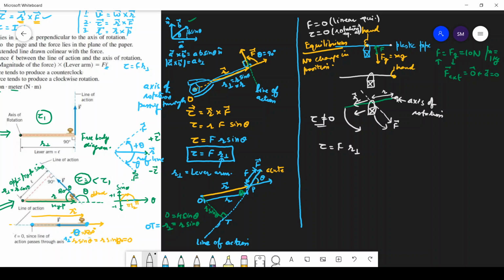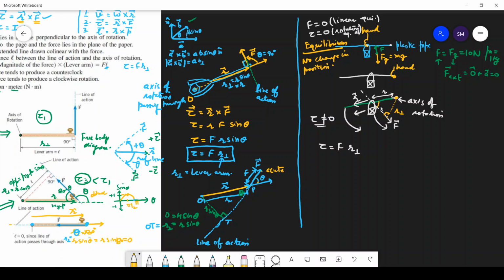So what is the perpendicular distance? This is your axis of rotation, this is your direction of force, and this is the line of action. So from the axis of rotation, draw a perpendicular, because I want the perpendicular distance between the axis of rotation and the line of action. So this is your 90 degrees. This is your R perpendicular. So you know F, you know R perpendicular. This is your lever arm, or this is your R sine theta, this length.